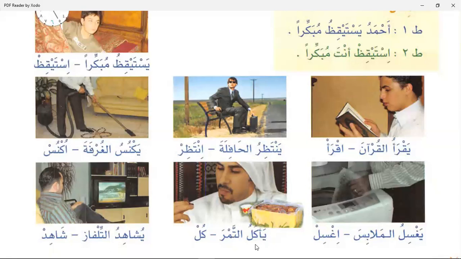Ahmed yakulut tamra. Ahmed yakulut tamara. Kul anta tamra. Kul antat tamra. Ahmed yushahidut tilfaz. Shahid antat tilfaz.